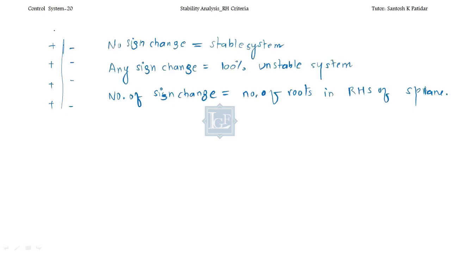If in the first column of the RH table there is no sign change, your system will be 100% stable. If there is any sign change in the first column, it will be 100% unstable. The number of sign changes is nothing but the number of roots in the RHS of the S-plane, and we know the system will be unstable if we have poles or roots in the RHS of the S-plane. Okay friends, so let's start the problem today.